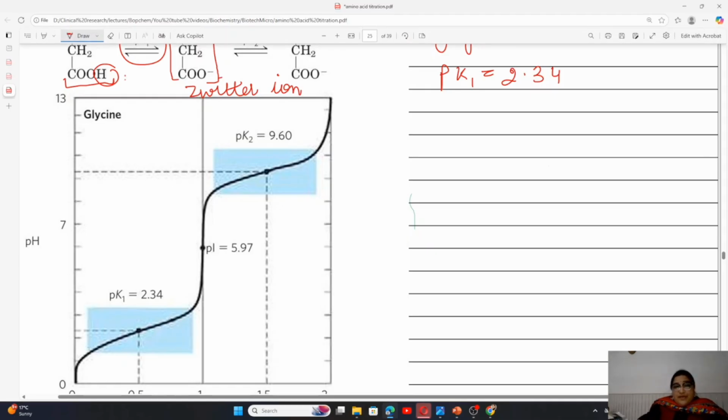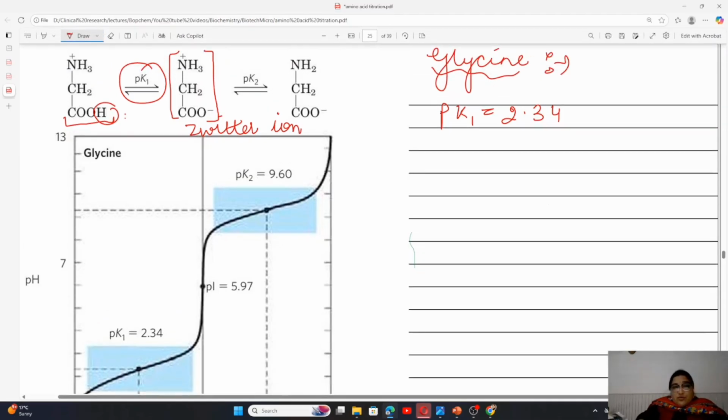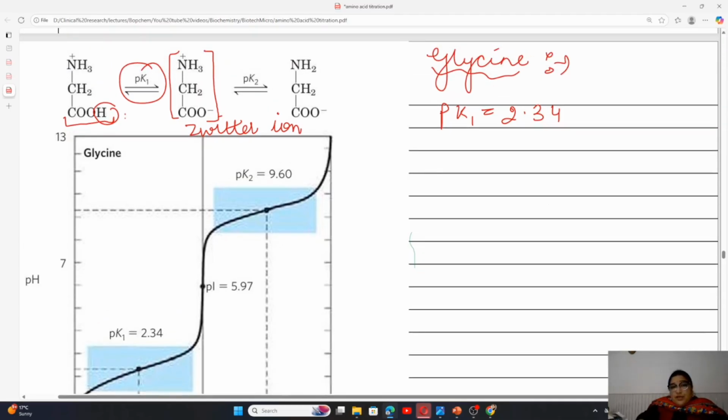When a further increase in pH happens, the amino group is also losing a proton. When it loses a proton, the pK2, the dissociation constant for the amino group, is 9.60. And from here, we can calculate the pI for the glycine amino acid.